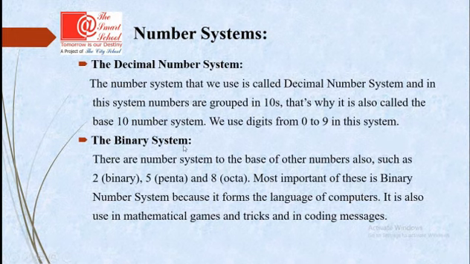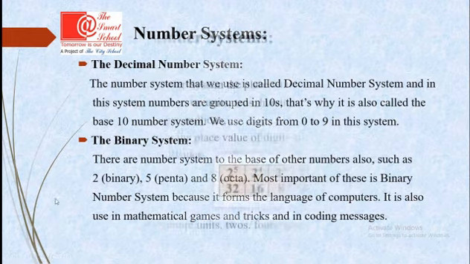The binary system. There are number systems to the base of other numbers also, such as binary, which is 2, 5, which is penta, and 8, octa. Most important of these is binary number system because it forms the language of computers. It is also used in mathematical games and tricks and in coding messages.